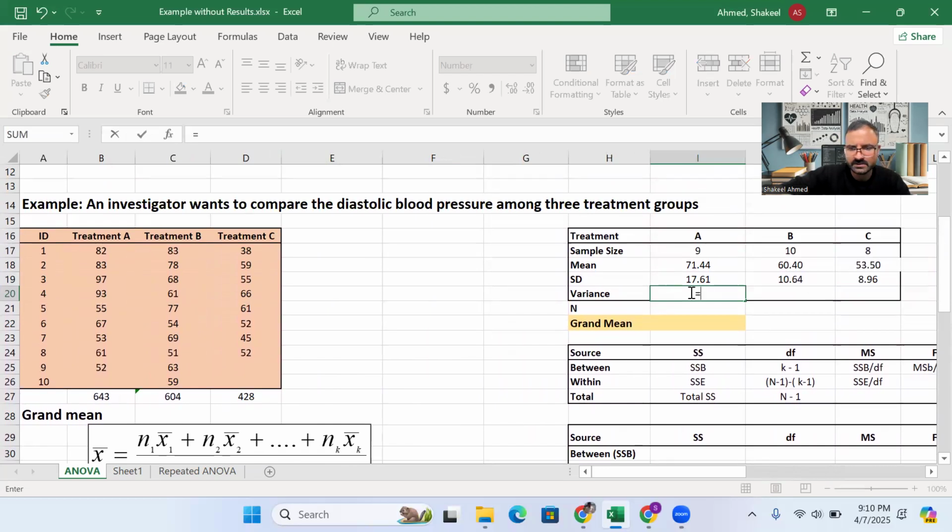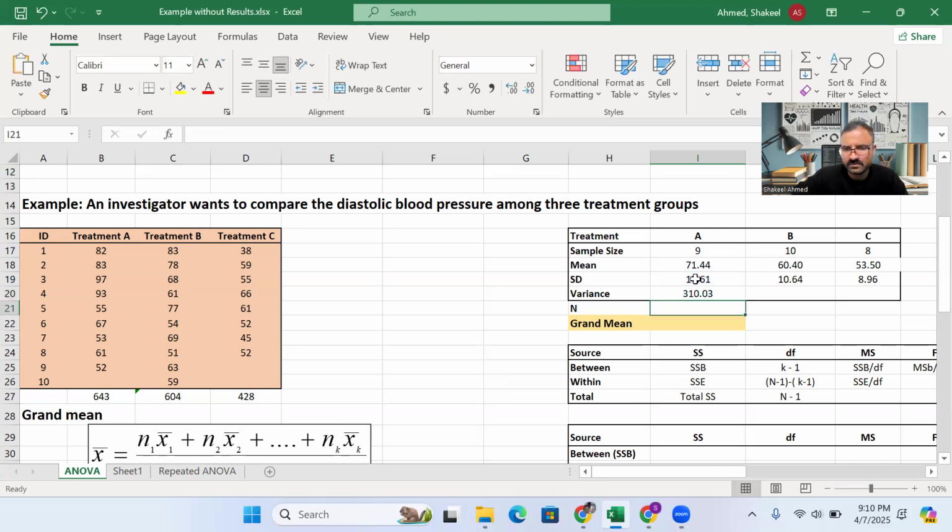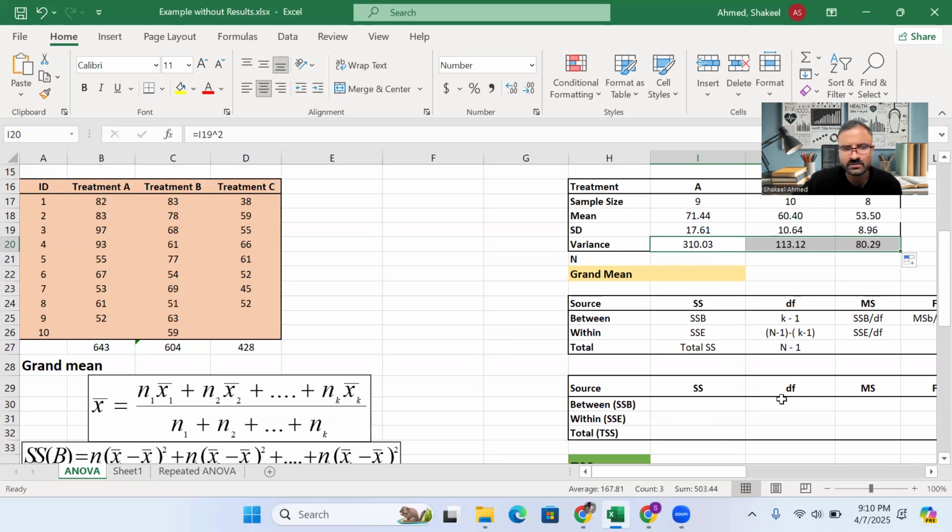You can find the variance. Just take the square of the standard deviation. These are the variances, and the variances are different, although for this calculation we assume that the variances are equal, and we proceed with the analysis of variance. So first of all, we need to find the between sum of squares, and then the within sum of squares, and then the total sum of squares.